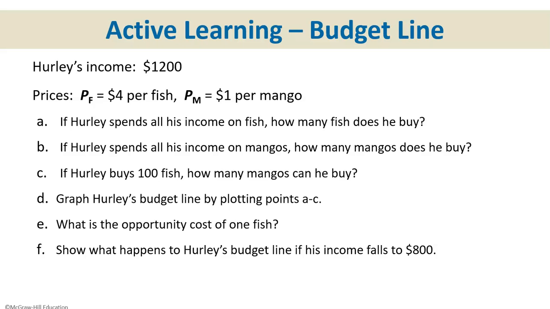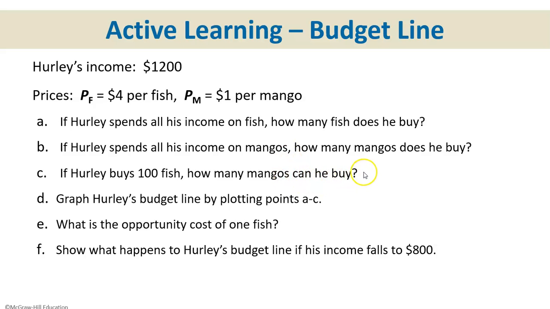Here's one for you to try. So you have your individual, Hurley, with an income of $1,200. He could purchase 2 goods, either fish or mangoes. Fish are $4 and mangoes are $1. So the first thing you're going to do is find your 2 endpoints. If he spends all his income on fish, how many fish can he buy? If he spends all his income on mangoes, how many mangoes can he buy?